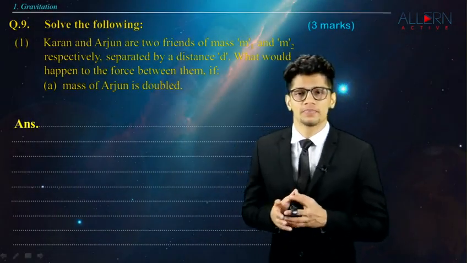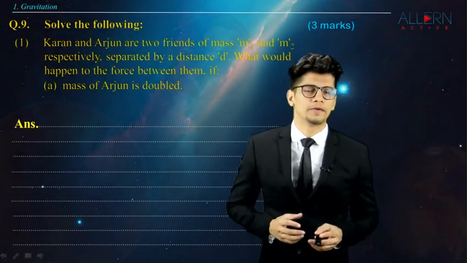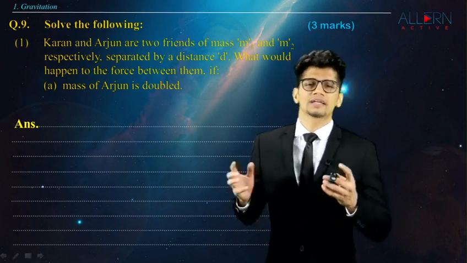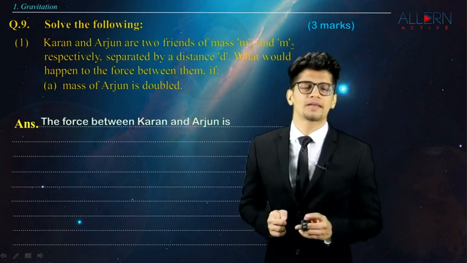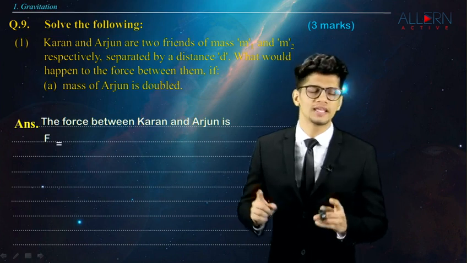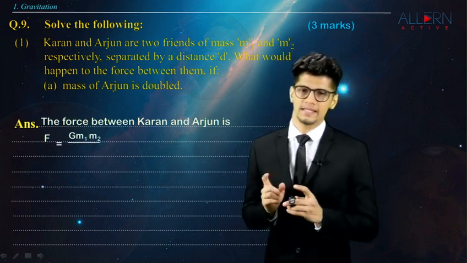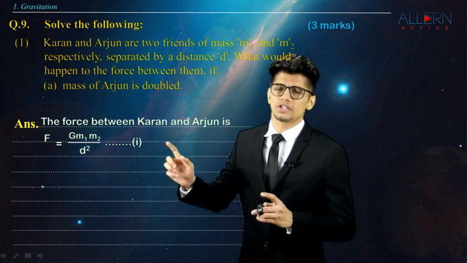So in this question, first of all, the mass of Arjun is doubled. Before the mass was doubled, the gravitational force between them can be given by the formula F is equal to capital G m1 into m2 upon d square. Now this particular thing is equation number 1.